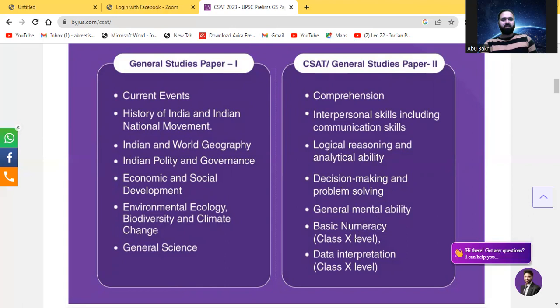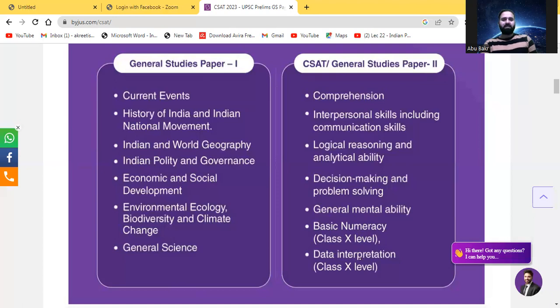Basic numeracy consists of quantitative aptitude, and you must be knowing that in quantitative aptitude, ratio, proportion, profit and loss, discount, compound interest, simple interest, all these sorts of questions are asked. And this is just 10th level. It's not high-level mathematics which you have to go for, but this basic numeracy, which consists of quantitative aptitude, you have to work on that. Number system is covered in it.